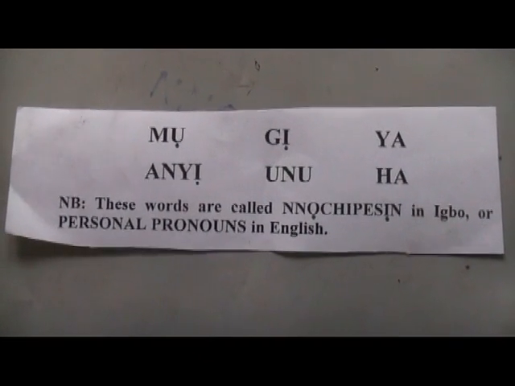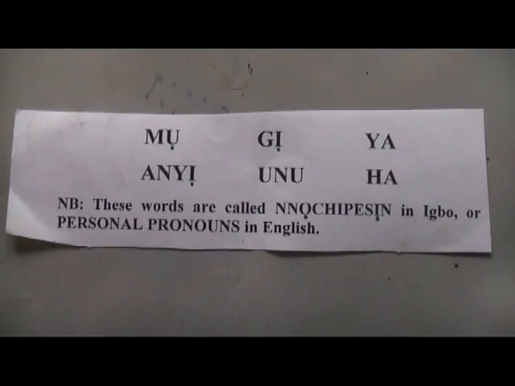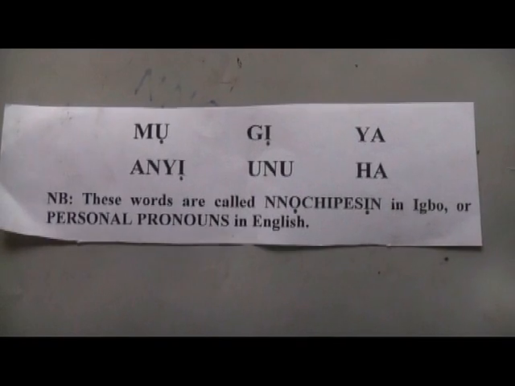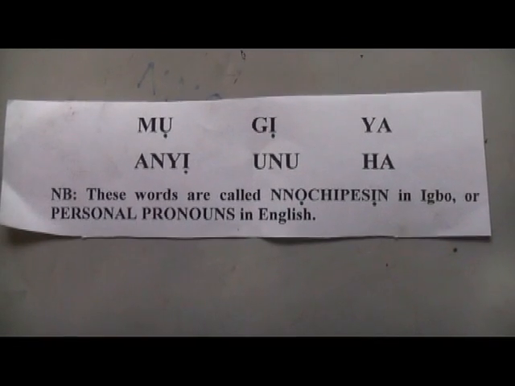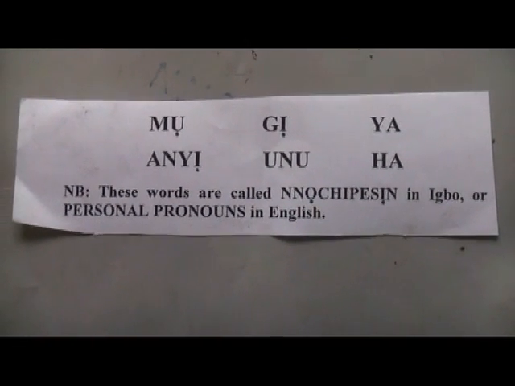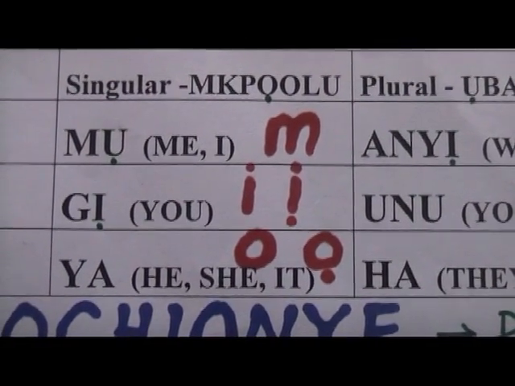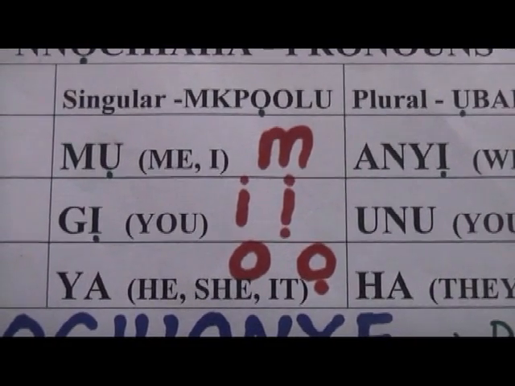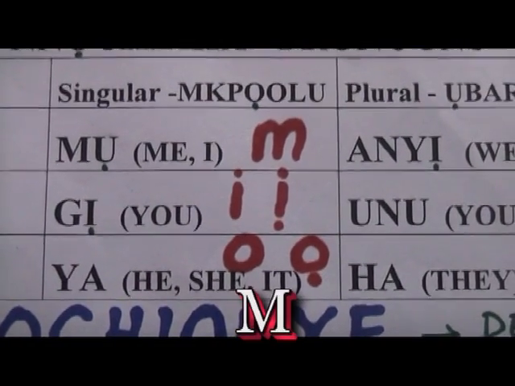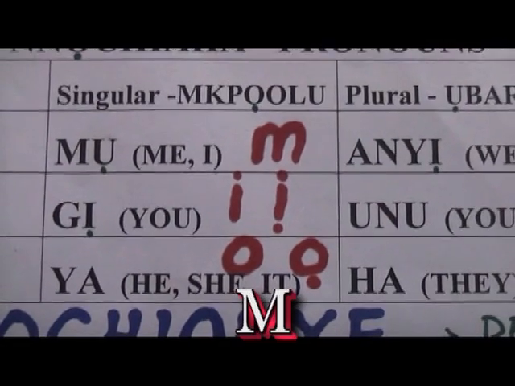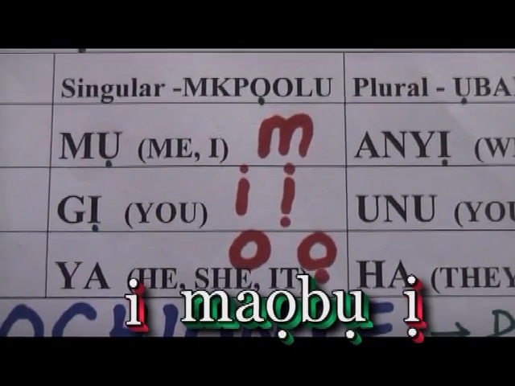From what you already know, these six Igbo words, m, gi, ya, anyị, unu, ha, are personal pronouns or Nnochionye. They represent somebody we have mentioned and we don't want to continue calling that person. Note here, I have shown in red three variants of personal pronouns of the first, second, and third persons singular. These are for the first person, m. I is simply am.